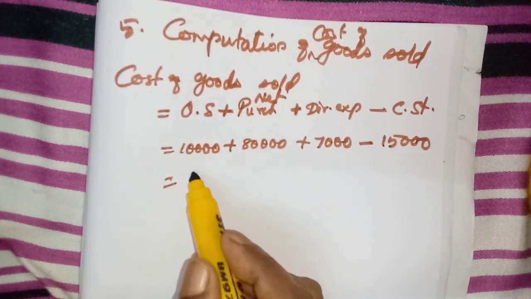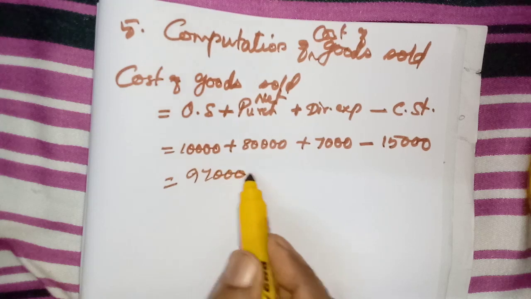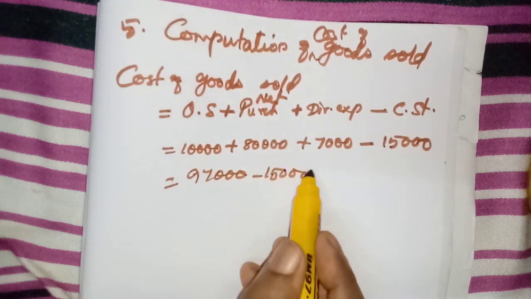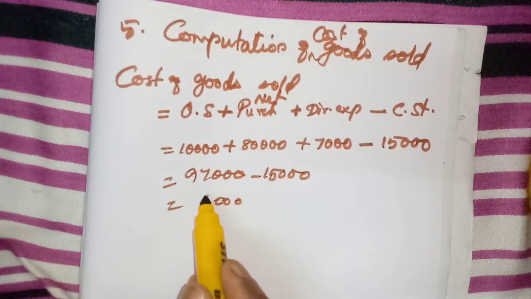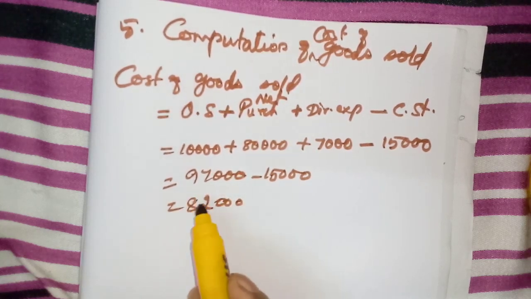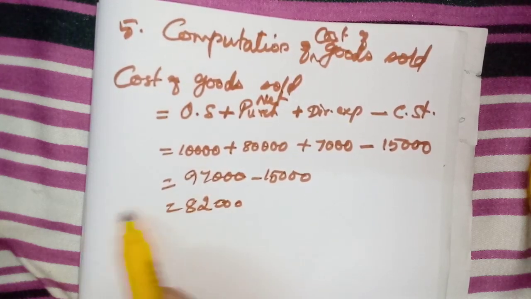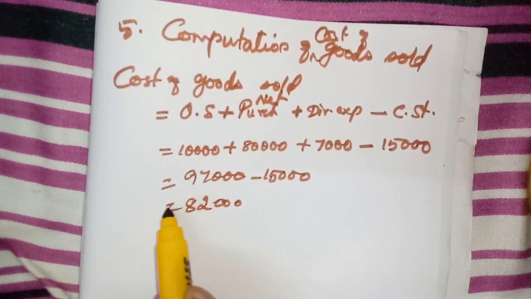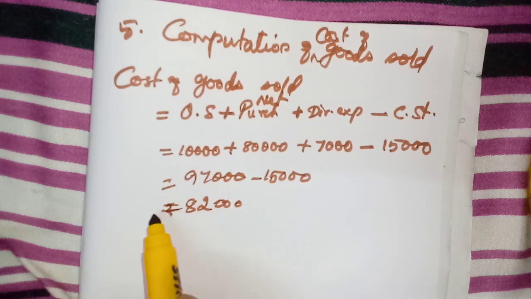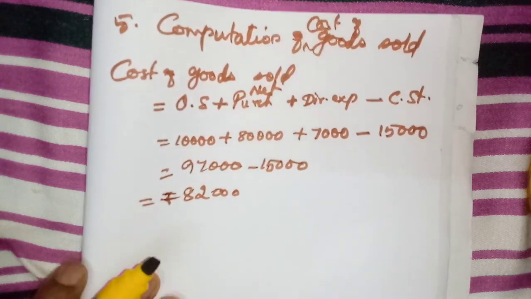Okay, how much? 80, 90, 97. 97,000 minus 15,000. 7 minus 5, 2. 9 minus 1, 8. So, cost of goods sold is rupees, okay, symbol you can write, rupees 82,000.